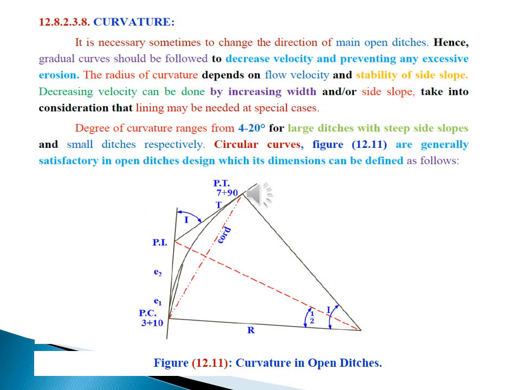Curvature. Really, it is necessary sometimes to change the direction of main open ditches. Hence, a gradual curve should be followed to decrease velocity and prevent any excessive erosion. Take into consideration that the radius of curvature depends on flow velocity and stability of side slope, as shown in the enclosed figure.